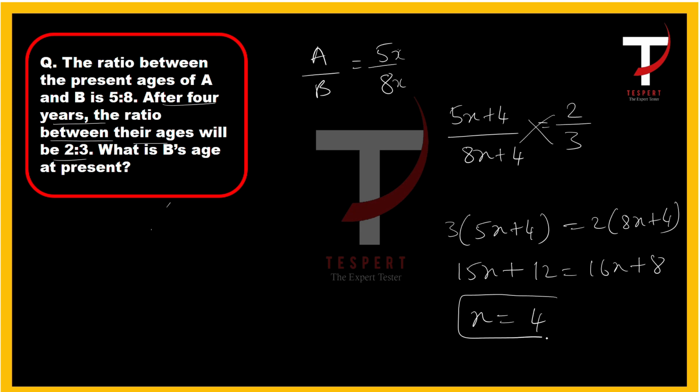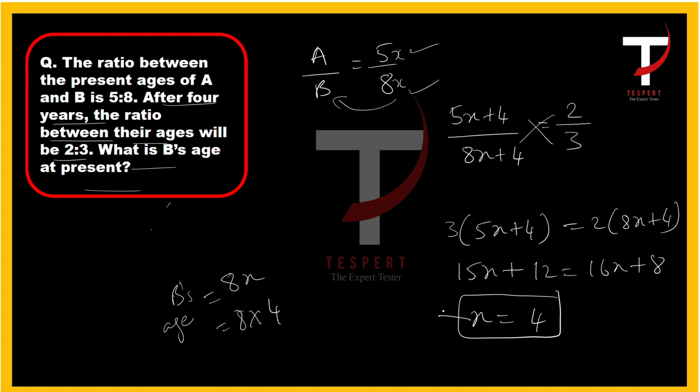So here x is equal to 4, but we are asked to find the present age of B. So what is the ratio here, 5x and 8x? This 8x represents B's age, right? 8x, so 8 into 4, as x we got 4. So 24 years is the age of B.